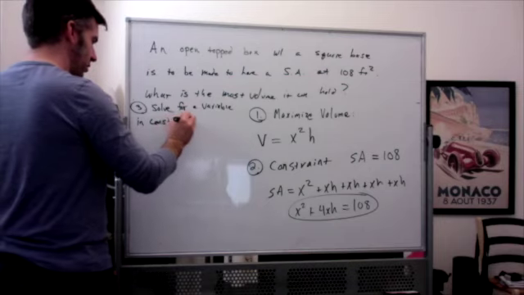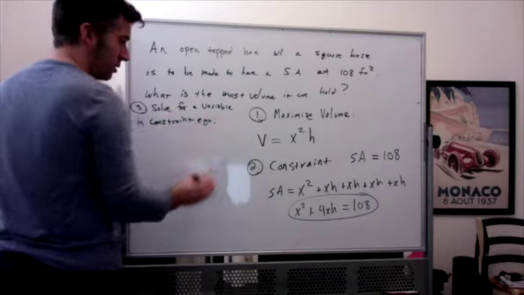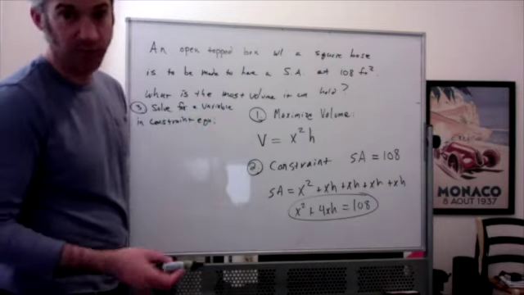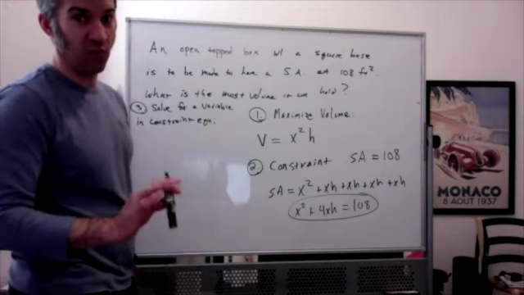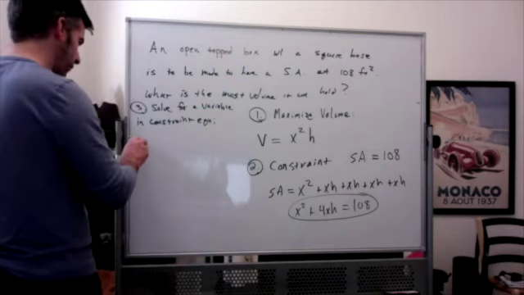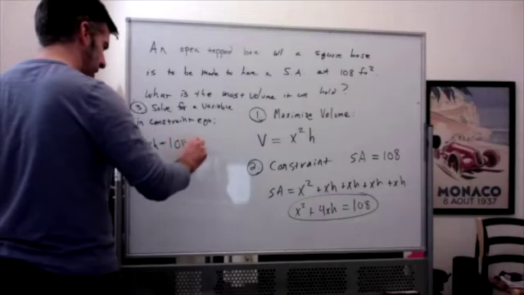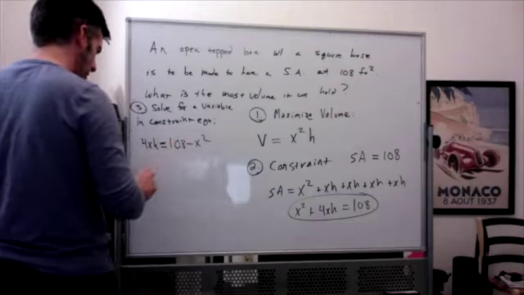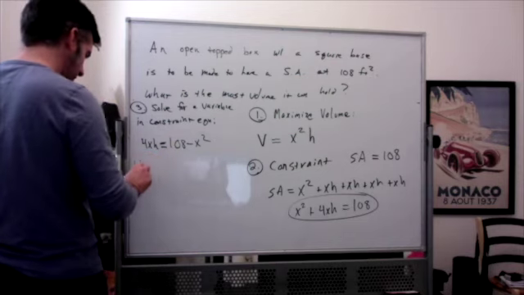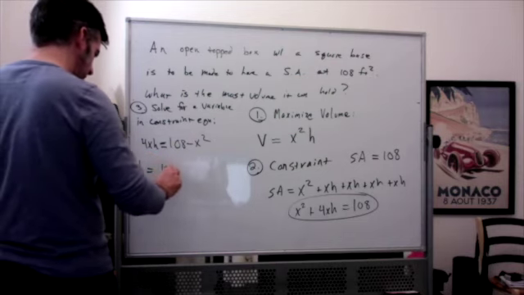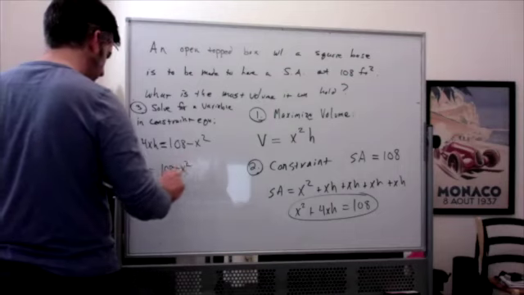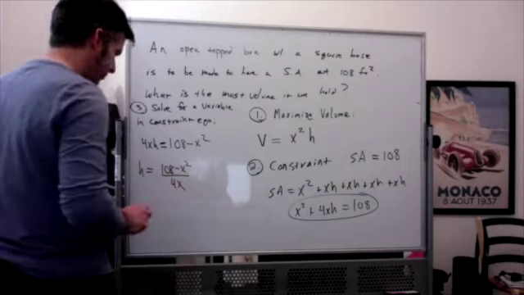In the constraint equation, I'm going to solve for h because it's easier. Take the path of least resistance, with rare exception. So 4xh equals 108 minus x squared. And then divide both sides by 4x. h equals (108 minus x squared) divided by 4x.